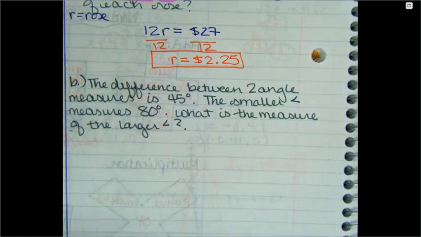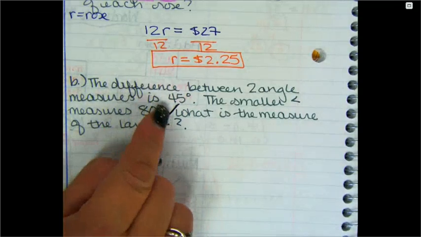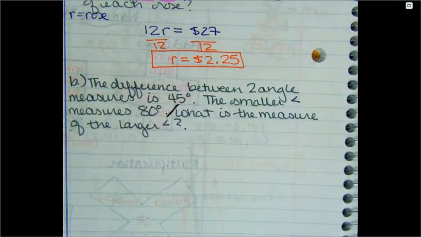The difference between 2 angle measures is 45 degrees. The smaller angle measures 80 degrees. What is the measure of the larger angle? What is the question being asked? We want you to find the measure of the bigger angle, right? So from here is my cutoff. All of this is going to make my equation, correct? All right, so you're going to try to make your equation by yourself.